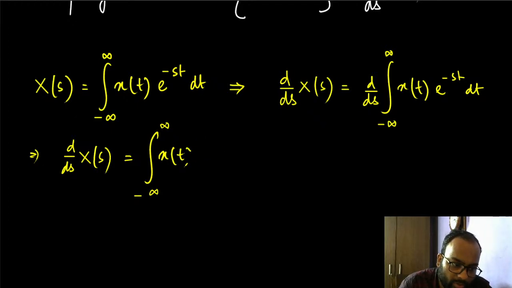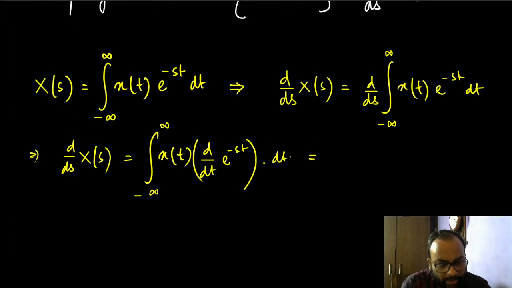Let me just write down that derivative. This is going to be d/ds of e to the power minus st and then dt. Not a problem. So this is going to be the derivative. Let's put that. So derivative of e to the power minus st with respect to, sorry, not d/dt. What am I writing? It's going to be d/ds.